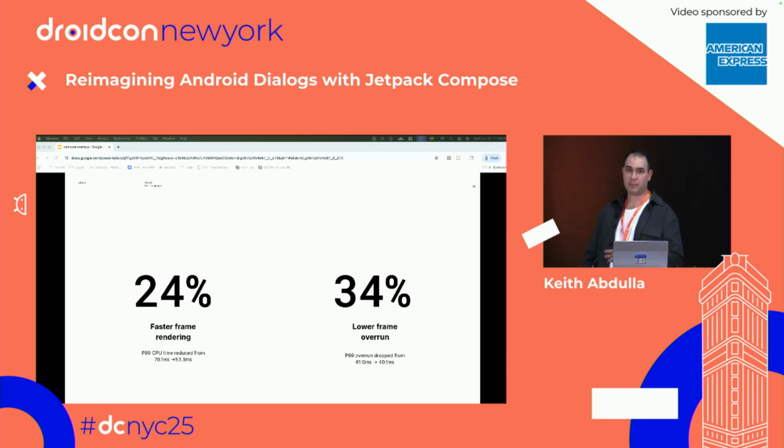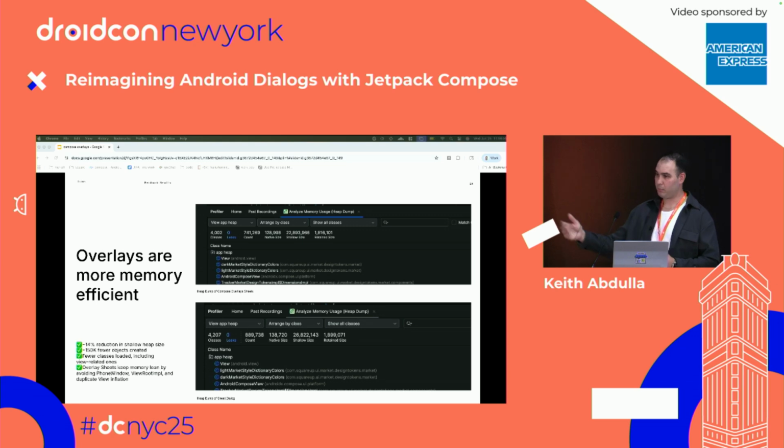And then you have to remember, well, we are no longer showing a new window, which means, what do you think? Less memory allocation, right? So we did a heap dump on our Compose versus our sheet. And we see a 14% reduction in shallow heap size, 150,000 fewer objects created, and much fewer classes loaded, including the view related ones.